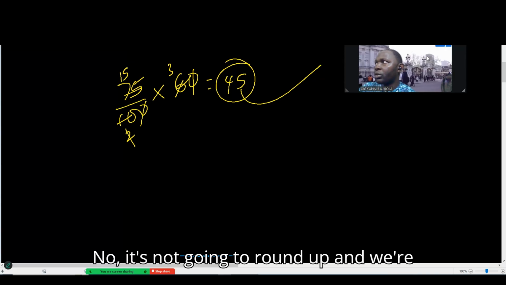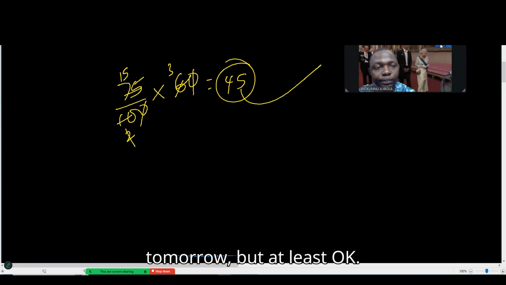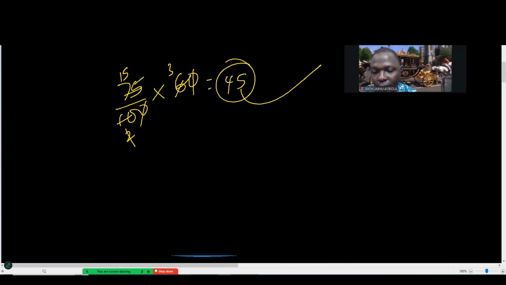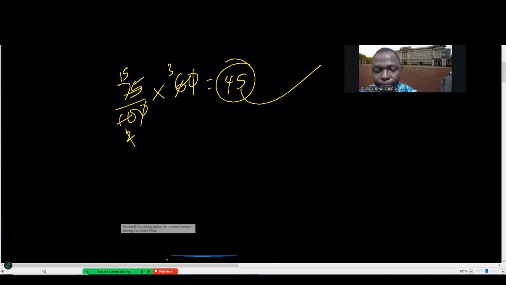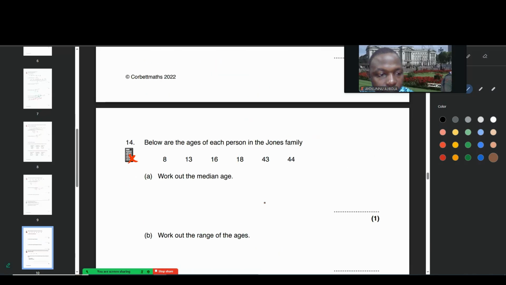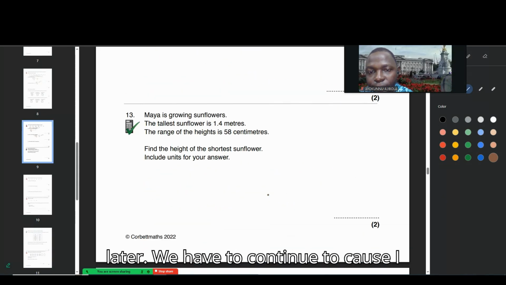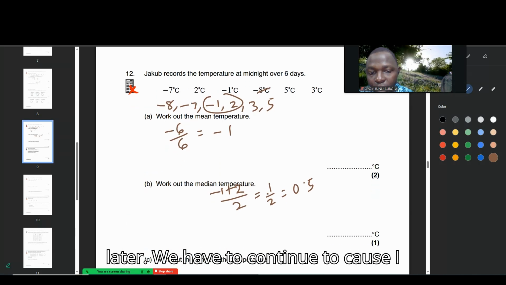We're soon going to round up and we're going to check the answers tomorrow, but at least. Okay, so I think now that most are done, so we have to continue later. You have to continue later because I have a piano class right now.